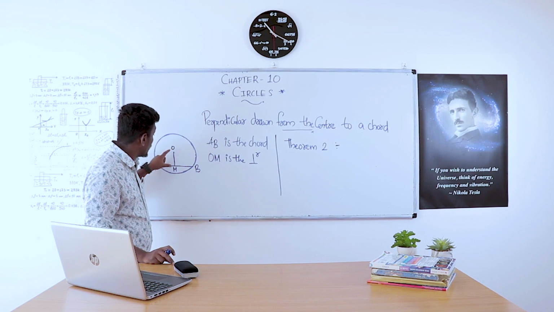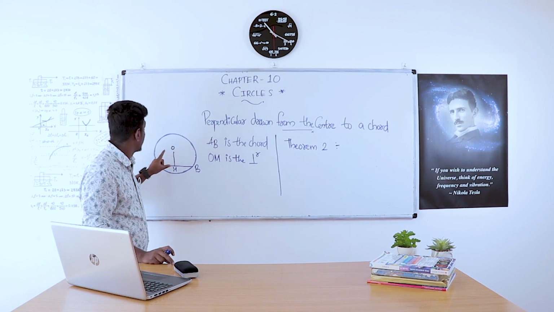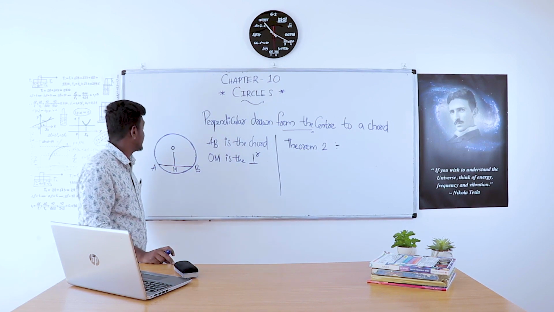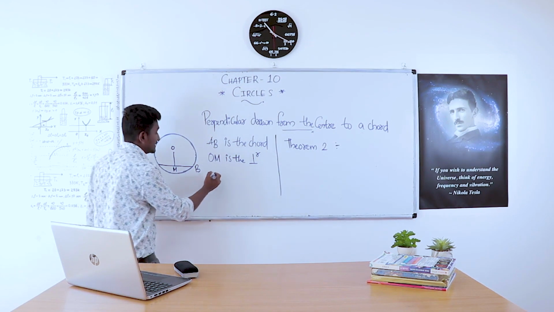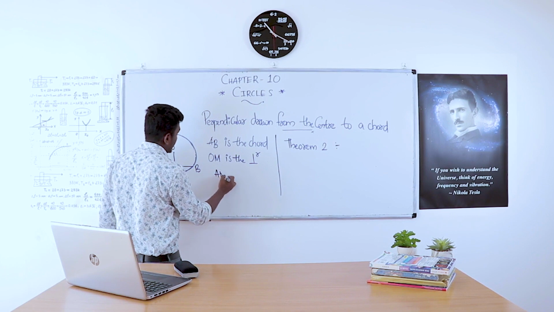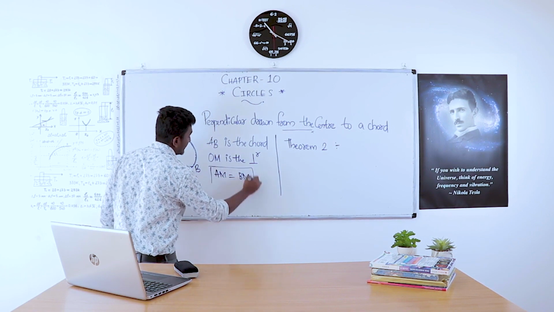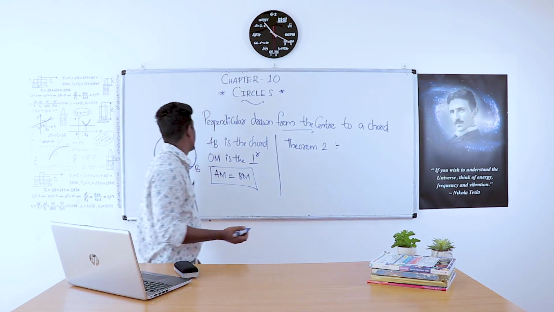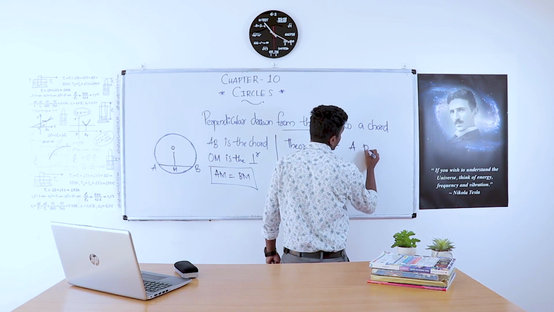That means OM is the perpendicular. This OM bisects the chord AB. OM bisects the chord AB means AM is equal to BM. This is the condition. AM is equal to BM.